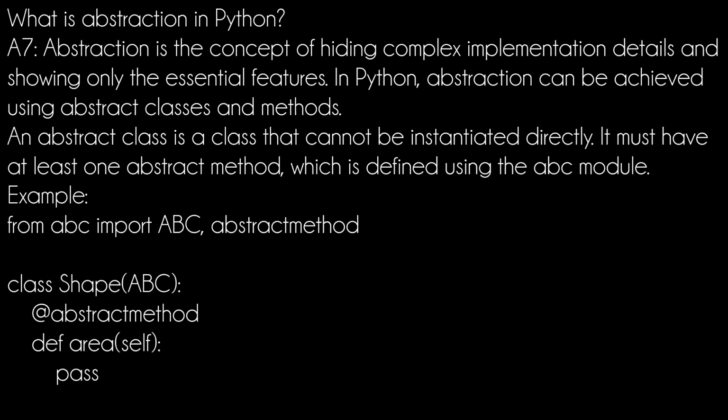What is abstraction in Python? Abstraction is the concept of hiding complex implementation details and showing only the essential features. In Python, abstraction can be achieved using abstract classes and methods. An abstract class is a class that cannot be instantiated directly. It must have at least one abstract method which is defined using the ABC module.